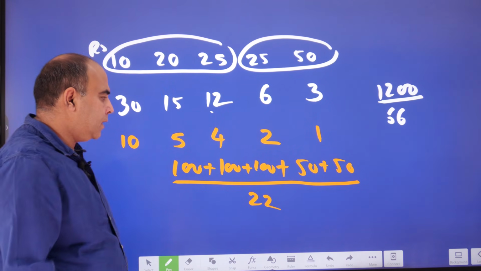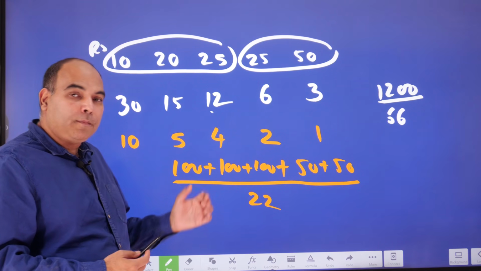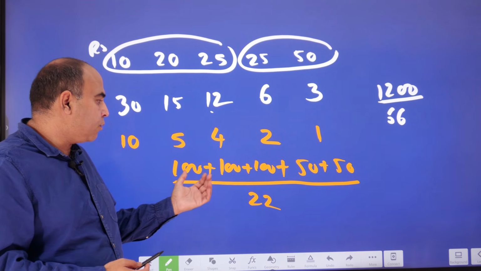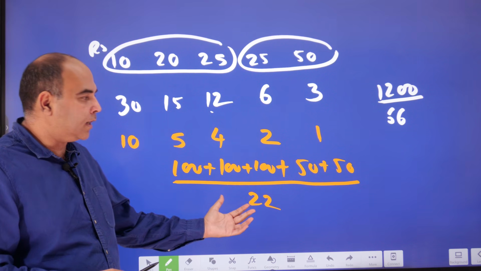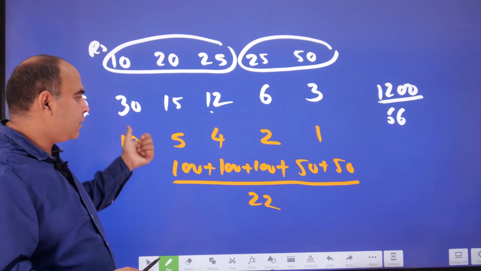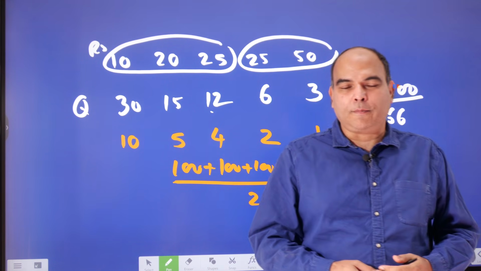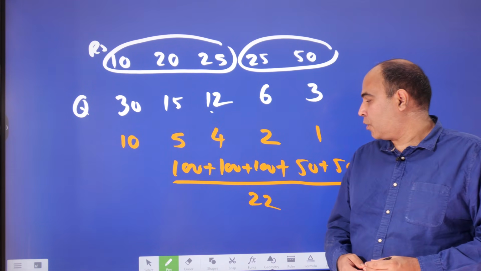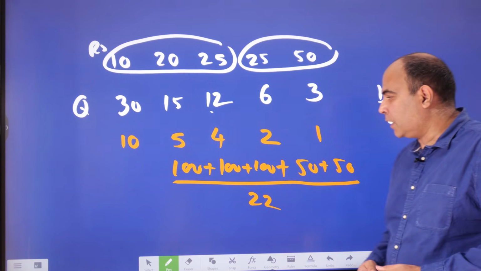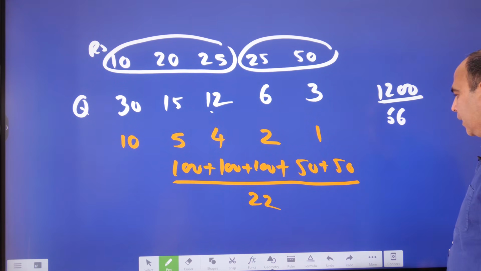So all that is done is your 1200 by 66 would have come down to 400 by 22 in this case, because you have basically divided each of these by 3. So the same answer you'll get whether you take 1200 by 66 or 400 by 22. The answer is the same, and the closest answer is 18.